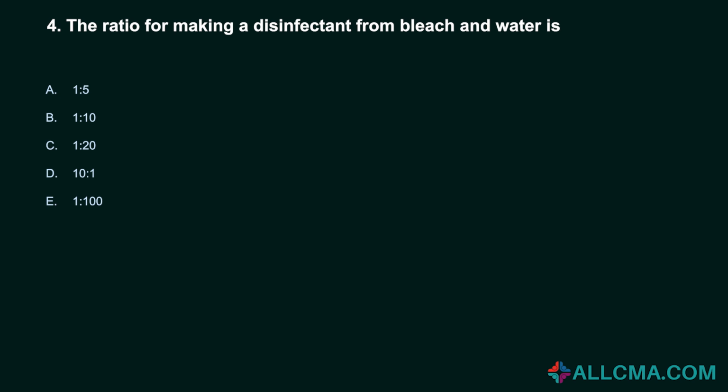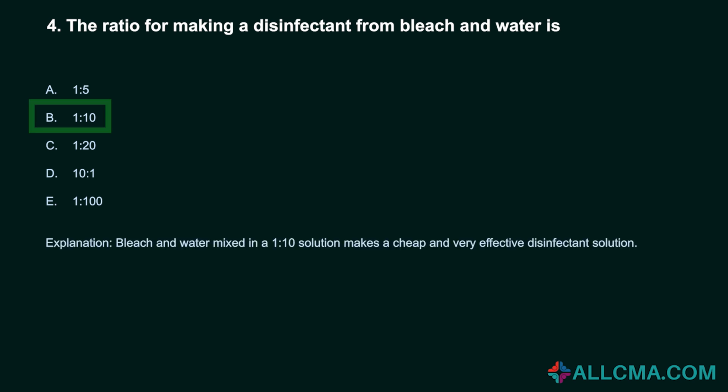4. The ratio for making a disinfectant from bleach and water is A. 1:5. B. 1:10. C. 1:20. D. 10:1. E. 1:100. Correct answer, B. 1:10. Bleach and water mixed in a 1:10 solution makes a cheap and very effective disinfectant solution.